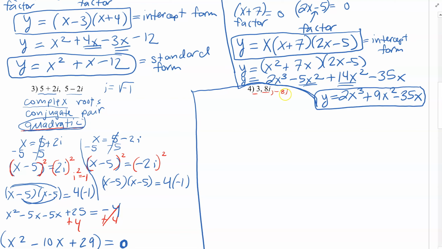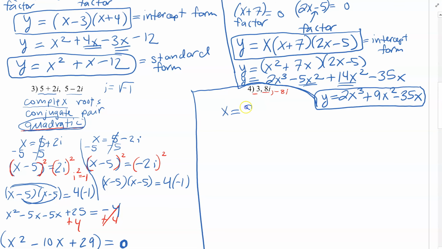I'm doing this to you to prepare you for other standardized tests and things that are out there. They're going to want to be checking to see that you know that. So even though negative 8i wasn't listed as a root, it has to be a root if positive 8i is. And let me show you why.